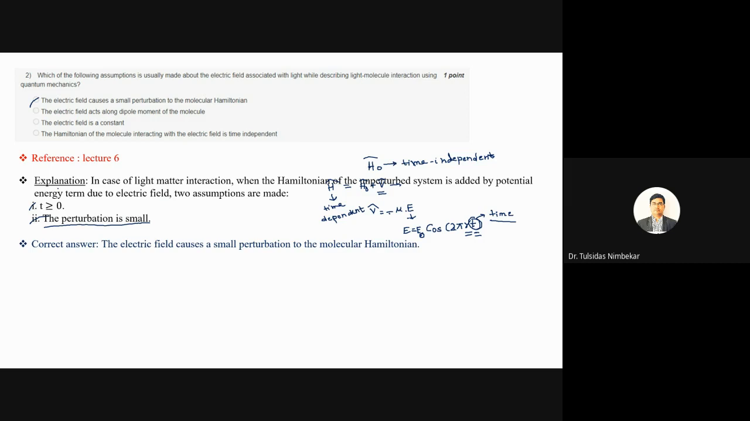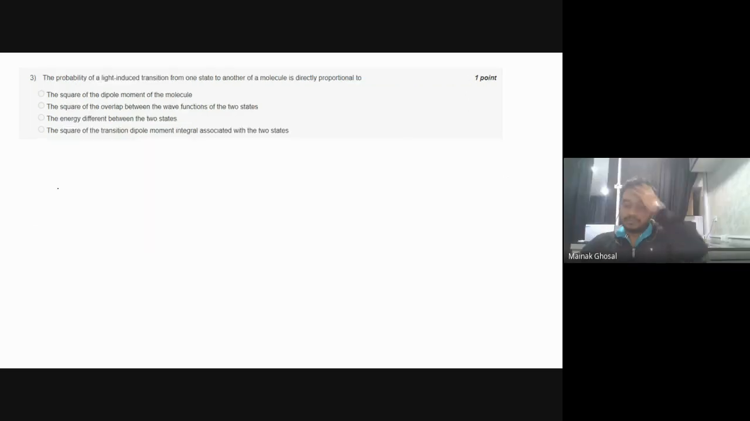Okay. So it is the third question. The probability of a light-induced transition from one state to another of a molecule is directly proportional to the square of the dipole moment of the molecule, the square of the overlap between the wave functions of the two states, the energy difference between the two states, and the square of the transition dipole moment integral associated with the two states. So what should be the answer?